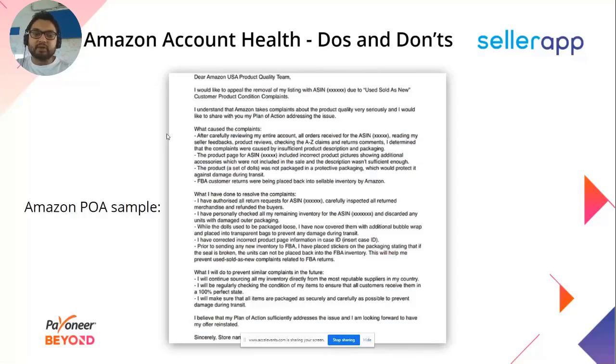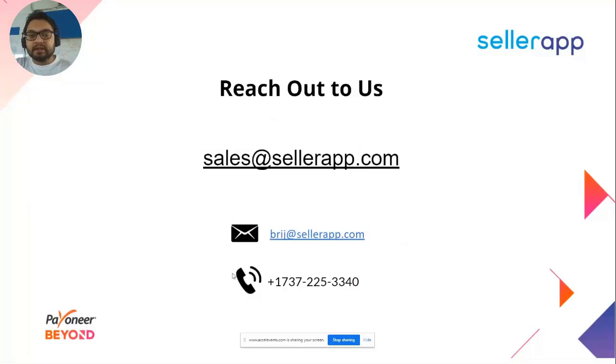One of the examples you can look at clearly says what caused this complaint, what you as a seller have done to resolve this complaint, and how you are going to prevent this from happening in the future, right? And this plan of action has to be right the first time. If you are not making the effort to write this plan of action properly, you are probably losing a lot of appeals, because of which Amazon can block you, right?